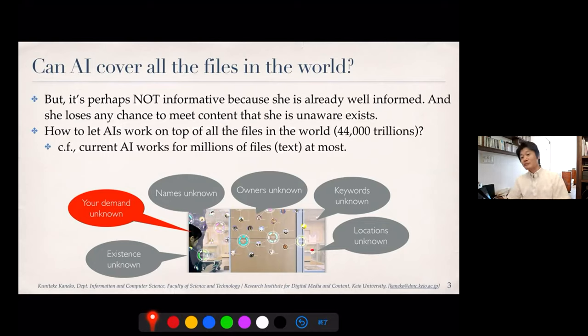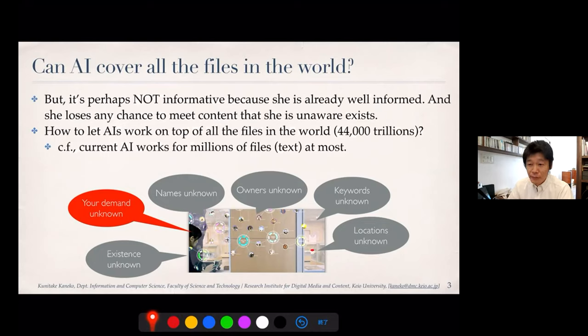However, it's a totally different order of number. And also, if AI analyzes this number of contents, it means the CPU needs to read all the data. So when thinking about that, it is totally impossible, right?